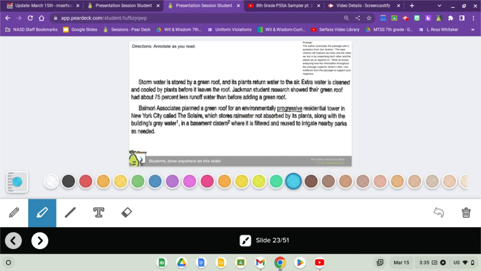Stormwater is stored by a green roof, and its plants return water to the air. Extra water is cleaned and cooled by plants before it leaves the roof. Jackman's student research showed their green roof had about 75% less runoff water than before adding a green roof. Balmori Associates planned a green roof for an environmentally progressive residential tower in New York City called the Soleil, which stores rainwater not absorbed by its plants, along with the building's gray water, in a basement cistern where it is filtered and reused to irrigate nearby parks as needed.